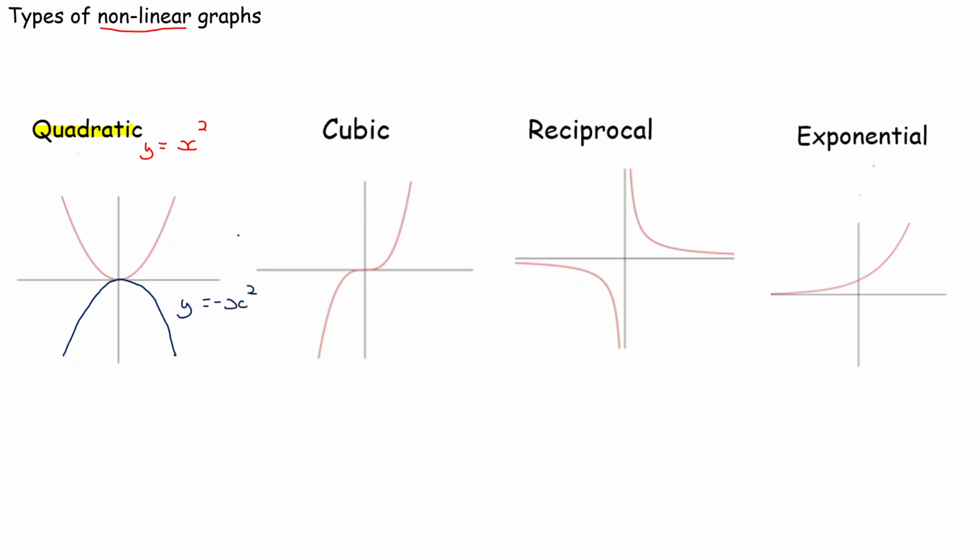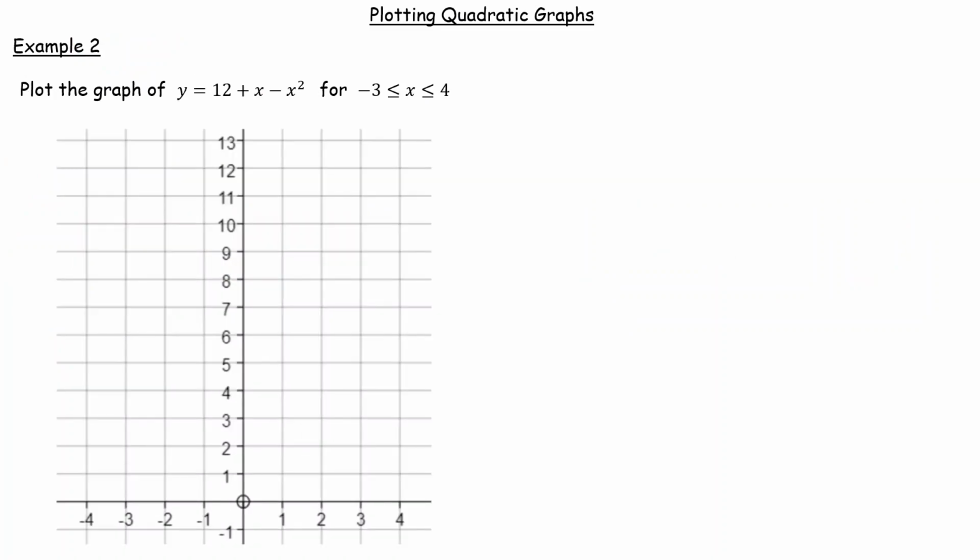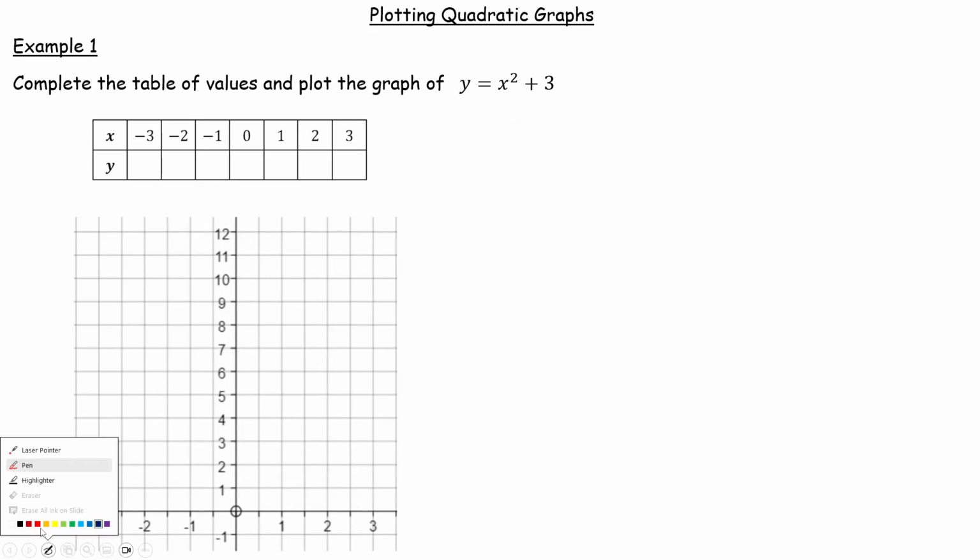So it's just being familiar, right? Quadratic, y equals x squared, we get this U shape; minus x squared, we get this upside down sad face. So today we're looking at plotting quadratic graphs. We'll look at 2 examples, example 1 and example 2, example 2 being a little bit trickier than example 1, but let's begin.